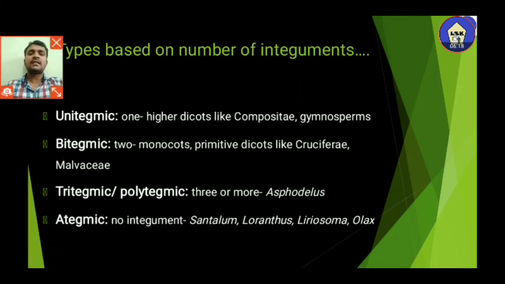The next one is ategmic. What is meant by ategmic? Ategmic means no integuments. If the ovule does not contain additional protective layers, if there is no integument, such ovules are called ategmic. Most commonly produced by the sandalwood, santalum, as well as loranthus, liriosoma, and olax. So these are the different plants that produce ategmic ovules.